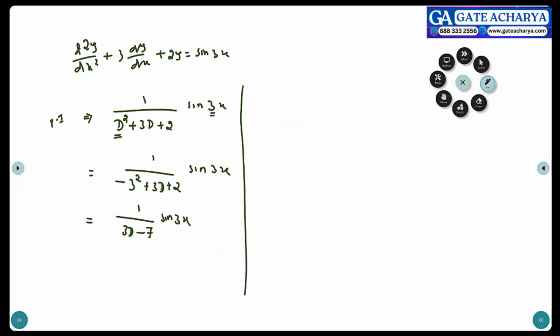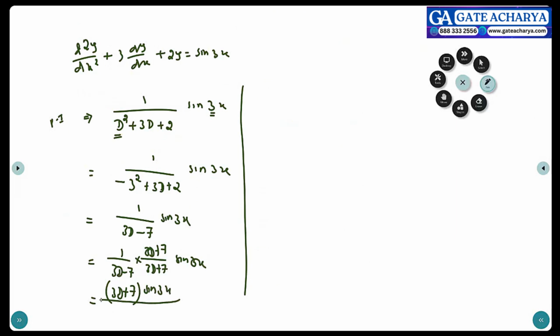Next we take the conjugate. How do you reduce this? We take the conjugate. Conjugate means change the sign of this term, and multiply the numerator also. So that is equal to 1 by 3d minus 7, the conjugate is 3d plus 7, over 3d plus 7. First derivative, finally a constant. Therefore we take this into sin 3x. So that is equal to 3d plus 7 into sin 3x divided by 3d minus 7 times 3d plus 7.